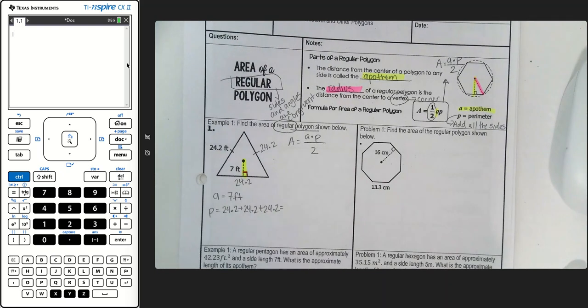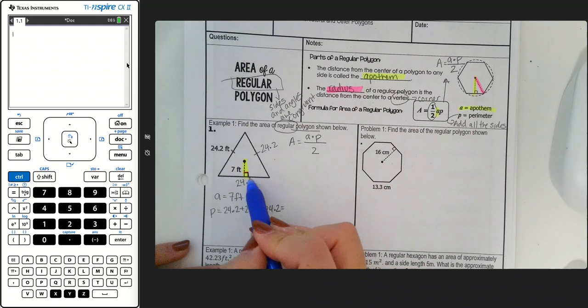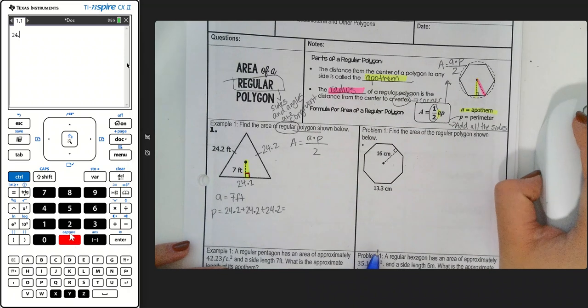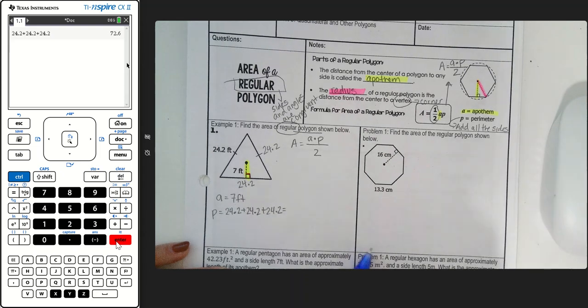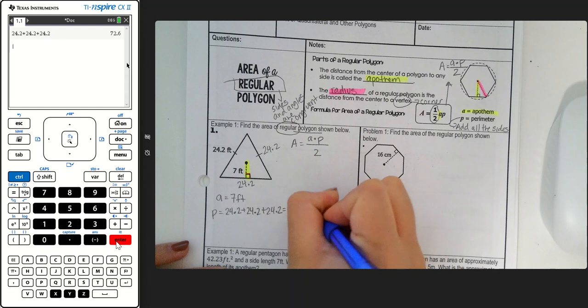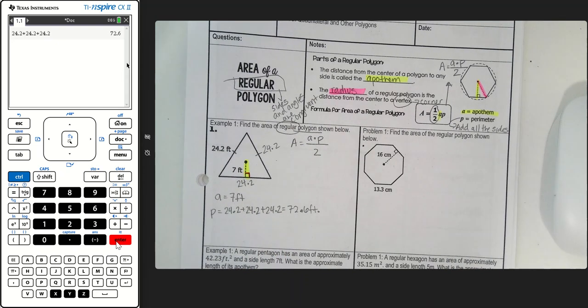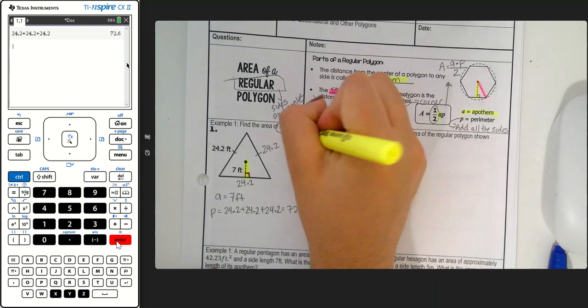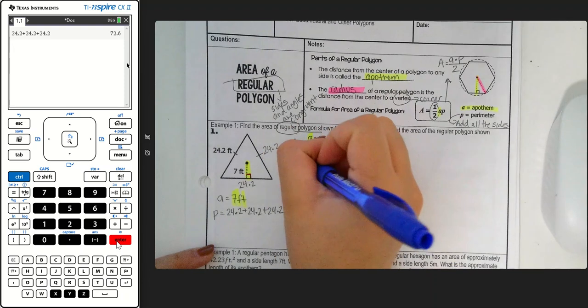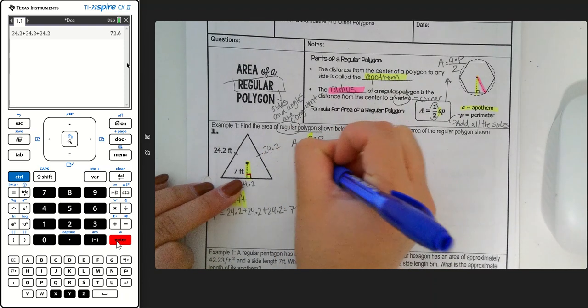So what do you do to get the perimeter of the shape? You add all the sides. Since this is a regular polygon, it means that all these sides have the same measurements. So we're going to go 24.2 plus 24.2 plus 24.2. That gives me 72.6. So the perimeter is 72.6. Okay. And we're going to put our values there. The apothem is 7. So the area of a regular polygon is the apothem, which in this case is 7 feet, times the perimeter.